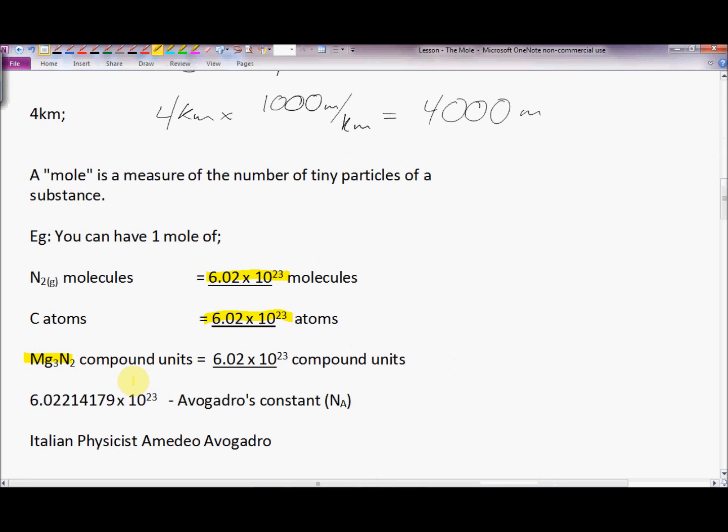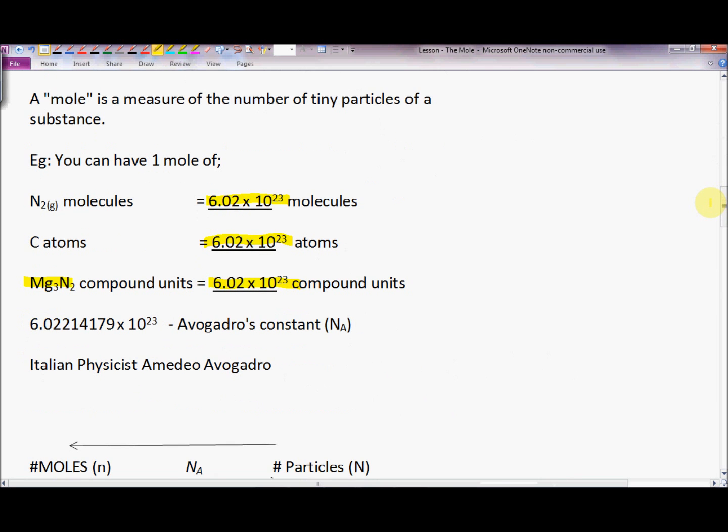Okay, if we're dealing with compound units, because ionic compounds are referred to as compound units, not molecules, 6.02 times 10 to the 23 compound units would basically represent 1 mole of magnesium nitride. And 6.02 times 10 to the 23 is actually a shortened version of the real number for Avogadro's constant, which you can see here, 6.02214179 times 10 to the 23.